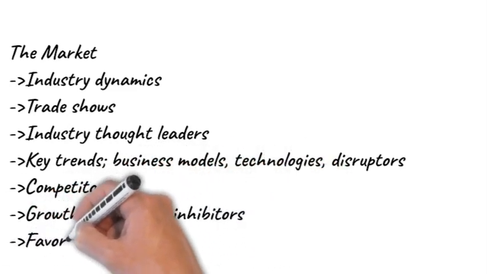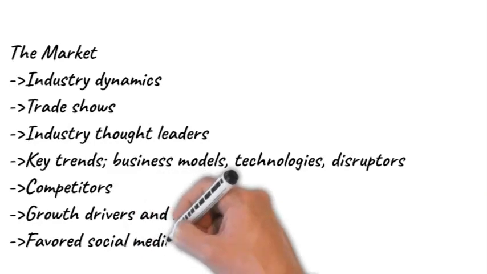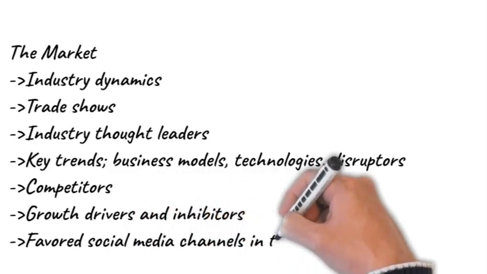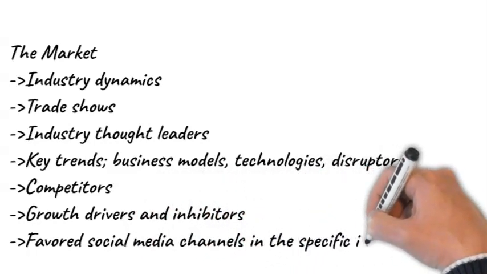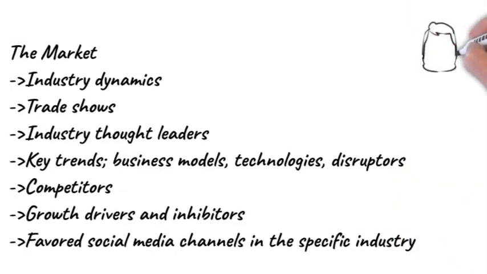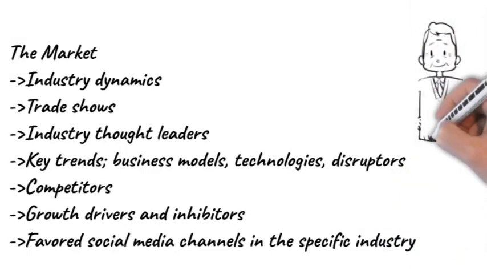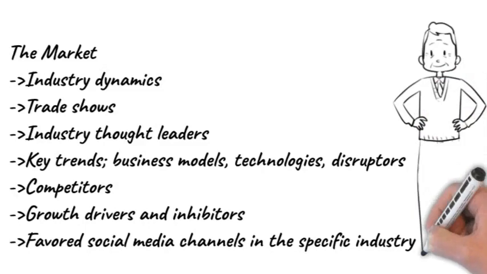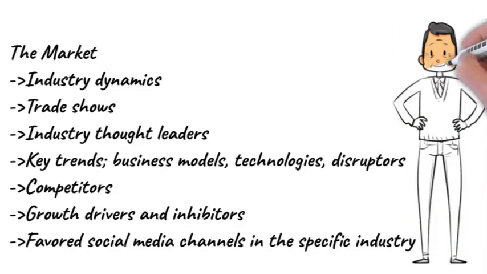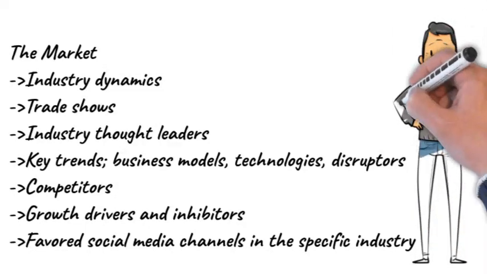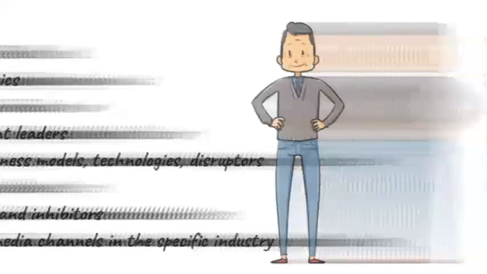We should talk with their competitors and see if we can drive that interest, curiosity, and purchase decision with the competitors. We'll look at growth drivers and inhibitors for the market. And what are the favored social media channels in this specific industry? Where are they getting their information? Let's make sure that lines up with our content plan.